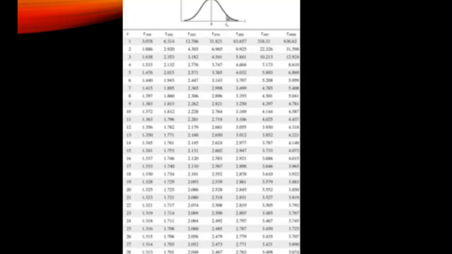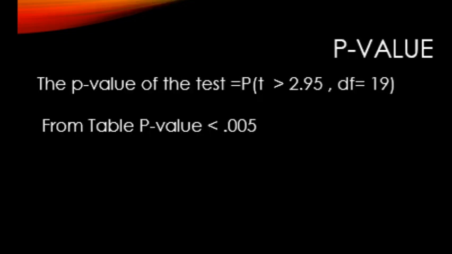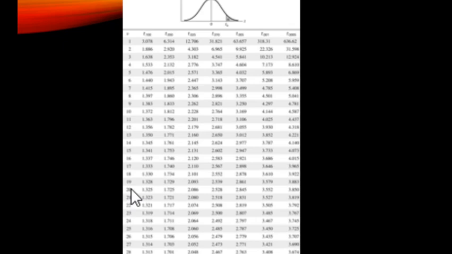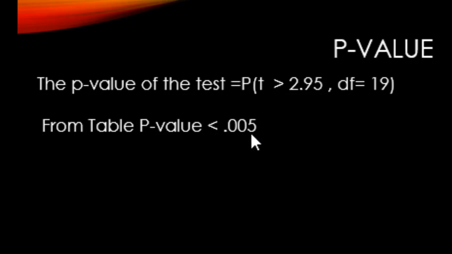So we will have to look for degrees of freedom 19, okay, and 2.95 is what we are looking for. Degrees of freedom 19, 2.95 is here. It's actually more than this number. So what we can say about this p-value is that the p-value is less than 0.005. So it's really small.